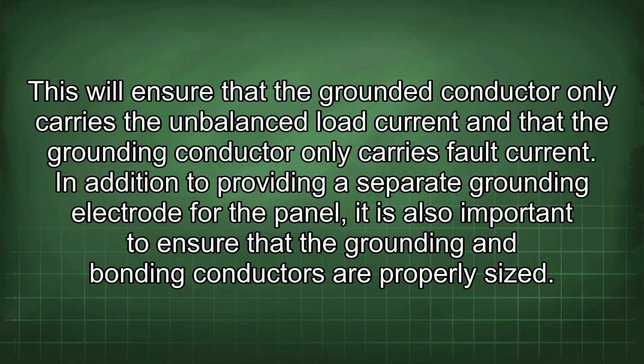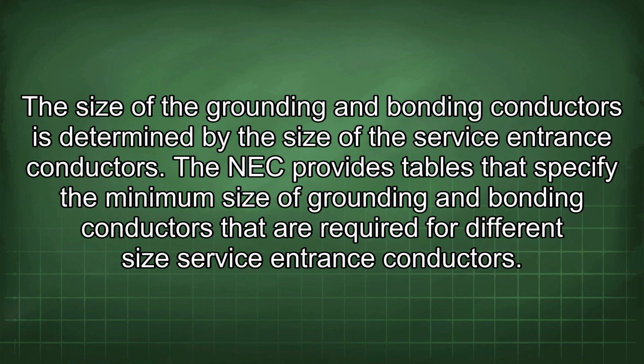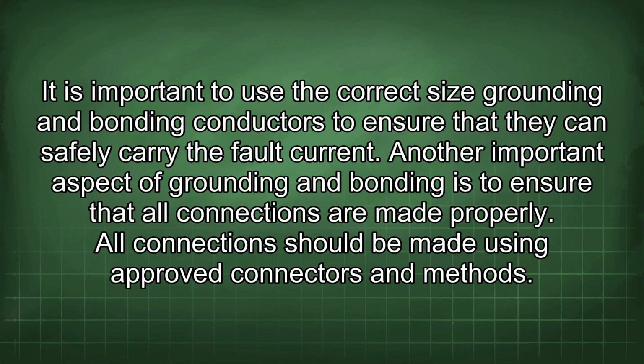This will ensure that the grounded conductor only carries the unbalanced load current and that the grounding conductor only carries fault current. In addition to providing a separate grounding electrode for the panel, it is also important to ensure that the grounding and bonding conductors are properly sized. The size of the grounding and bonding conductors is determined by the size of the service entrance conductors. The NEC provides tables that specify the minimum size of grounding and bonding conductors that are required for different size service entrance conductors. It is important to use the correct size grounding and bonding conductors to ensure that they can safely carry the fault current.